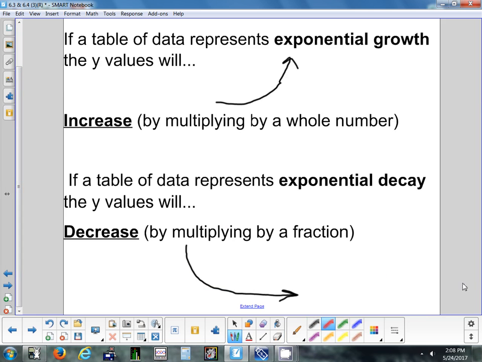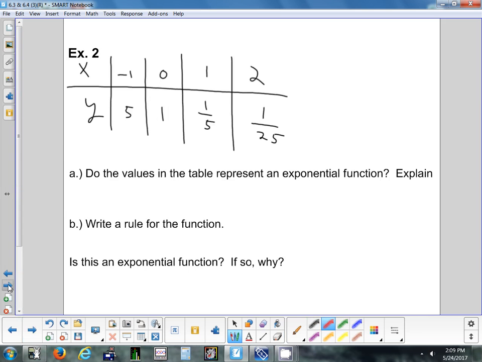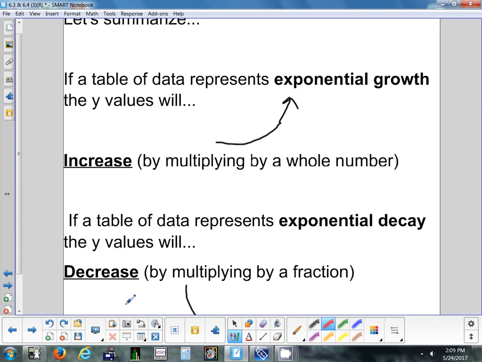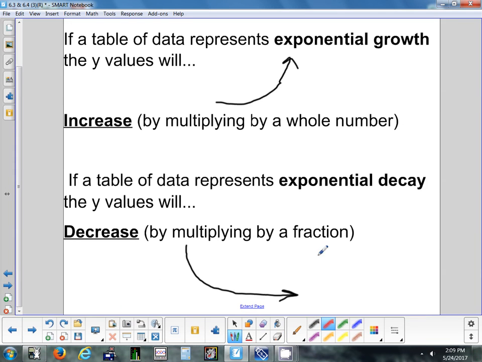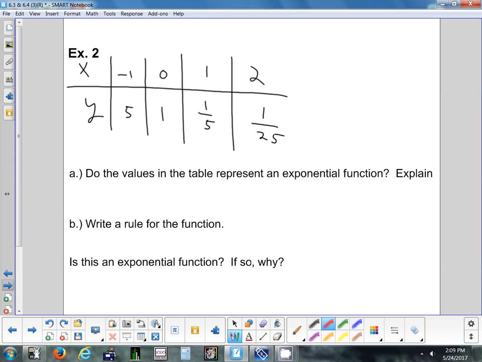All right? And Mr. Hager is showing you guys down to the right for it to be decay. Down to the right. Starting with whole numbers, going to fractions. So increase and decrease. That's all you're writing in those blanks. Increase and decrease.